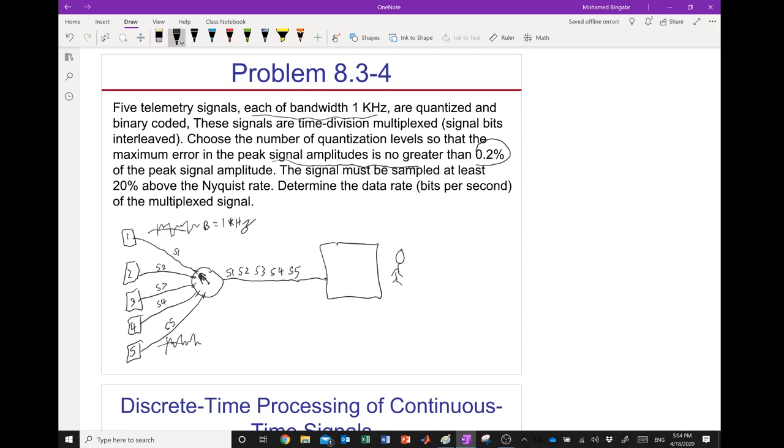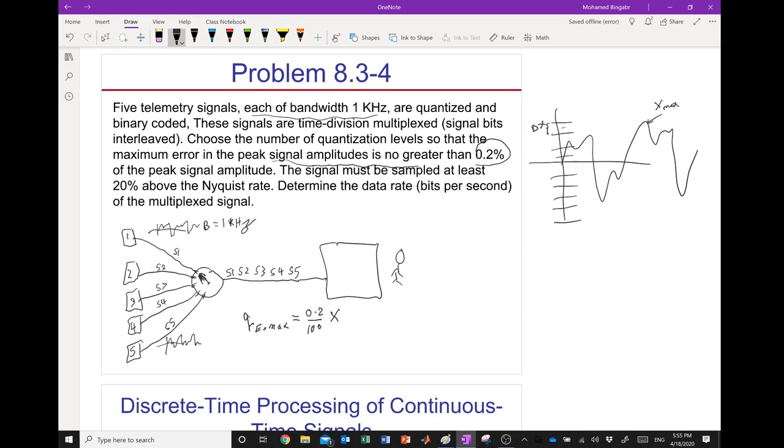So if I take any one of these stations, and now let's assume the signal comes like this, and so forth, and then I divide these two levels. They give me the criteria: the quantization error, this is delta x, and the quantization error is half delta x. The maximum quantization error, they said, is 0.2%, that means 0.2 divided by 100 of the peak signal amplitude. So let's say this is the peak here, x max. They want us to choose the level such that the quantization error will not be greater than this.